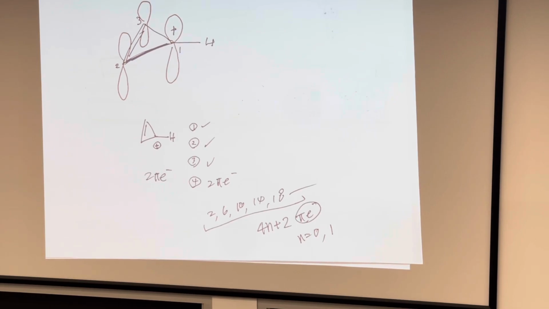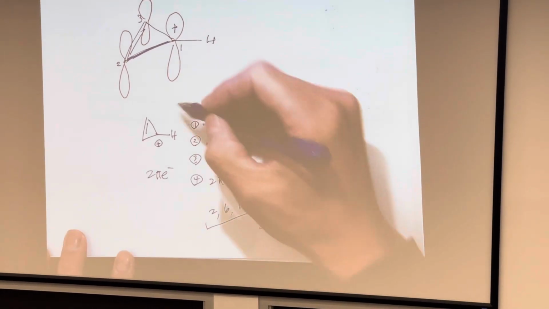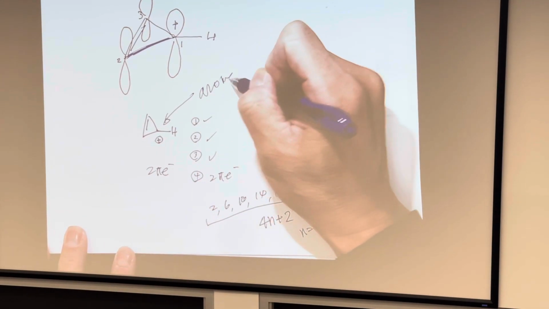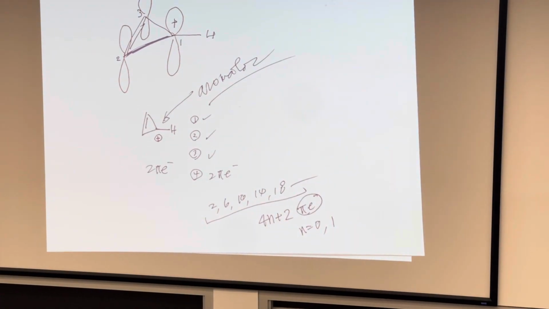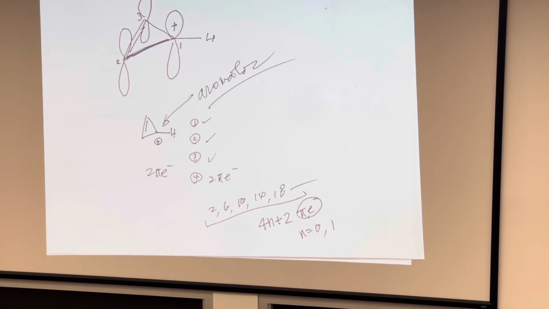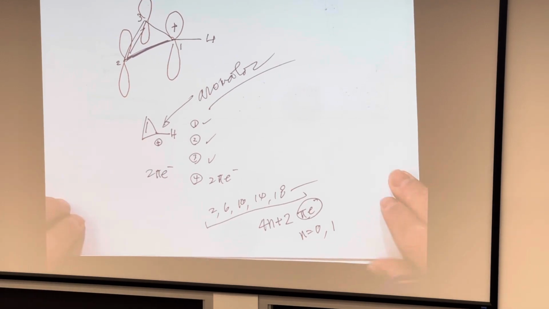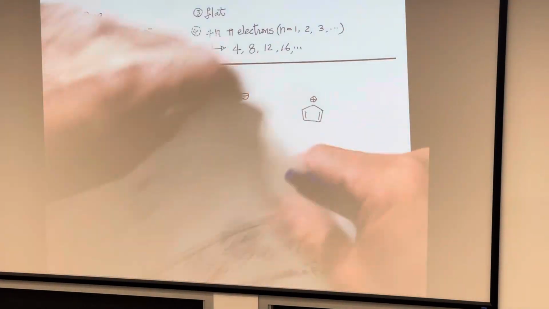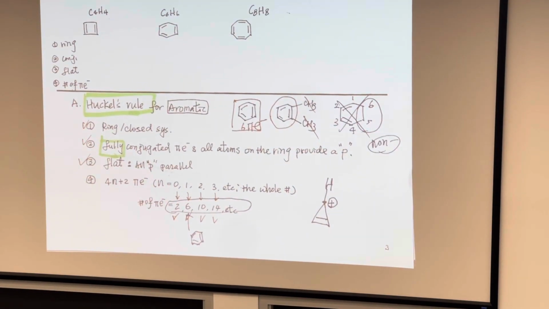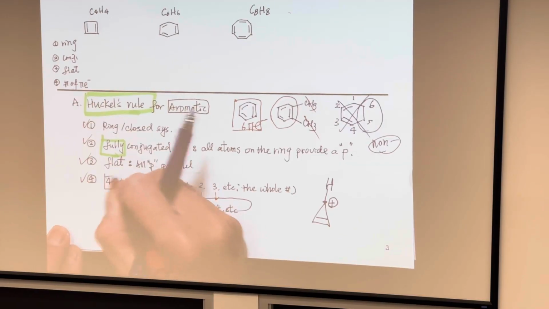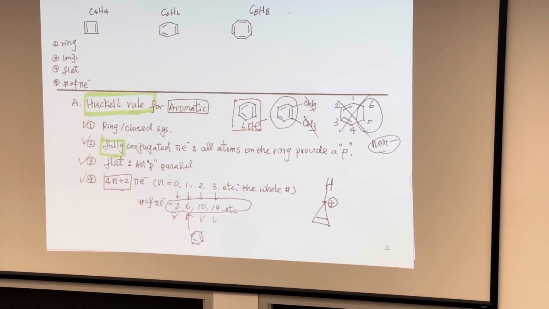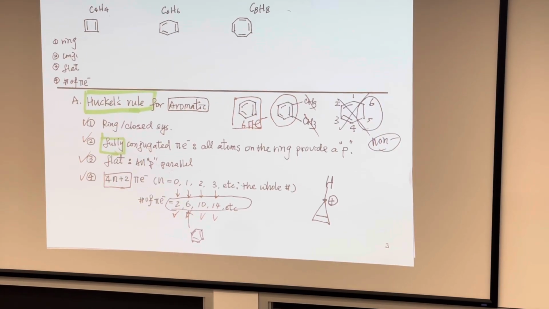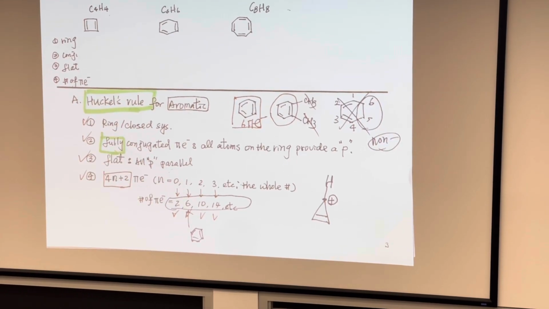So far, so okay, guys? Good? Okay. So this one is aromatic. Okay, let's go back. Okay, here we go. So number 4, we need to have 4n plus 2 pi electrons. N can be 0, N can be 1. Starting from 2 electrons, the next one will be 6 electrons, 10 electrons, and so on. Okay? So that's the Huckel's rule.